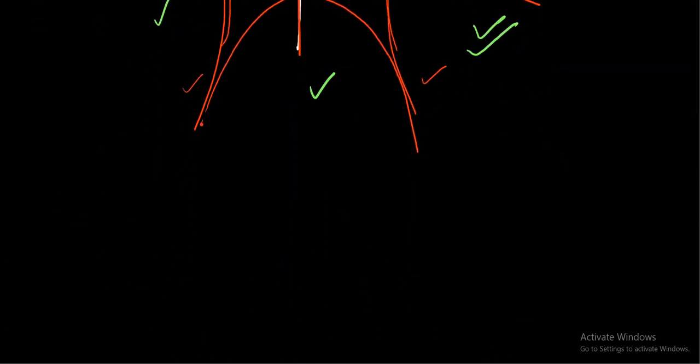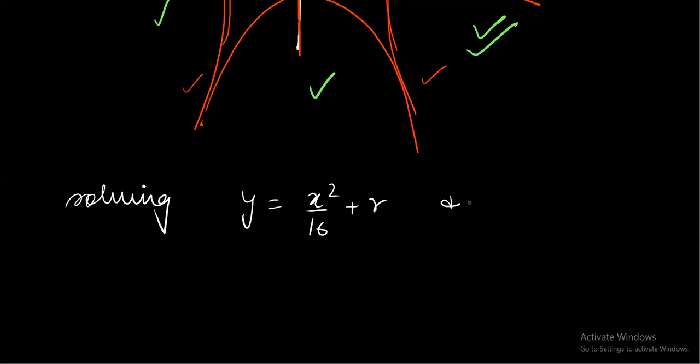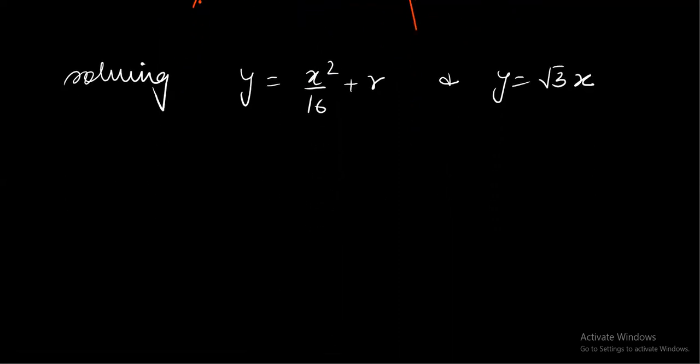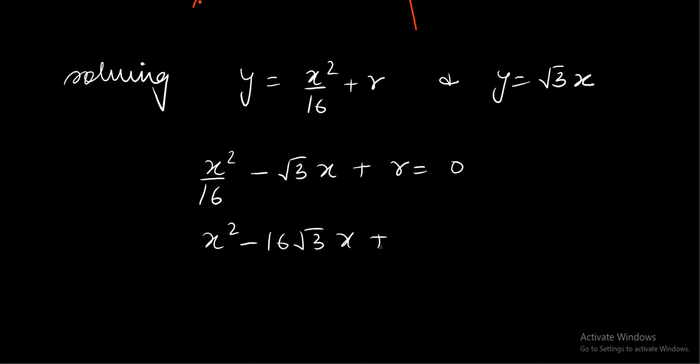That means दोनों curves को आप solve कर रहे हैं, parabola and line को, and you must get identical roots from there, right? So solving first parabola, that is y is equals to x square by 16 plus r, and the line y is equals to root 3x. Solving these two equations, ठीक है? Replacing y with root 3x, the equation looks like x squared by 16 minus root 3x plus r is 0. Or let me write it like this, plus 16r equals to 0.